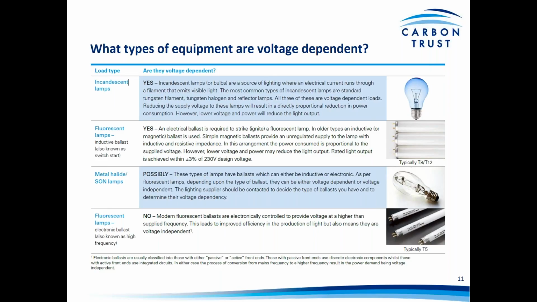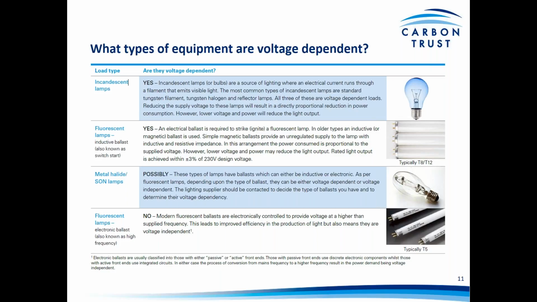So to go into a little bit more detail here, we've got a few slides on just exactly what types of equipment are voltage dependent. So we've just selected some commonly found equipment that you would tend to have on site, and we'll run through these. So we've already looked at incandescent lamps. So incandescent lamps are voltage dependent. So the energy that they consume will vary depending on the supply voltage.